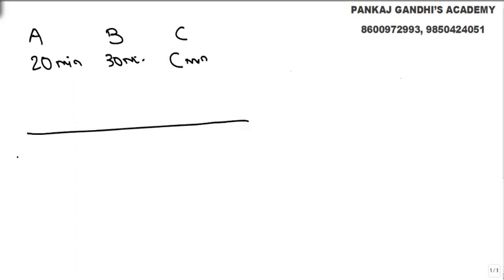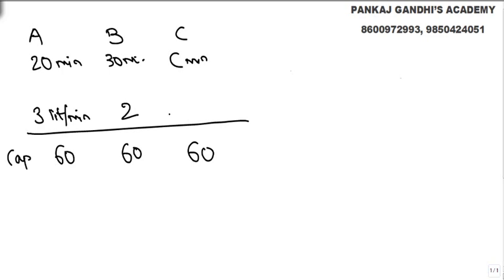Now the question given here is, pipe A alone can fill the tank in 20 minutes, B alone in 30 minutes, while C can empty the full tank in C minutes. Let's assume the capacity as 60 liters. In 20 minutes A fills 60 liters, so per minute is 3 liters. Here it's 2 liters, and here it's 60 by C.